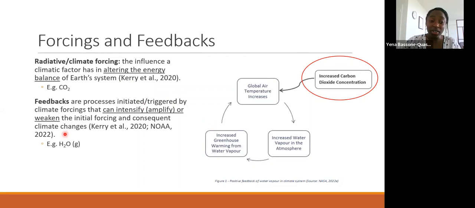A feedback, on the other hand, is a process that can either intensify or weaken the initial forcing. So in the case of our climate, water vapor acts as a feedback to intensify the effect of carbon dioxide heating up temperatures. And so imagine a feedback would be the Bluetooth speaker that you connect to your phone so that the sound gets a lot louder.